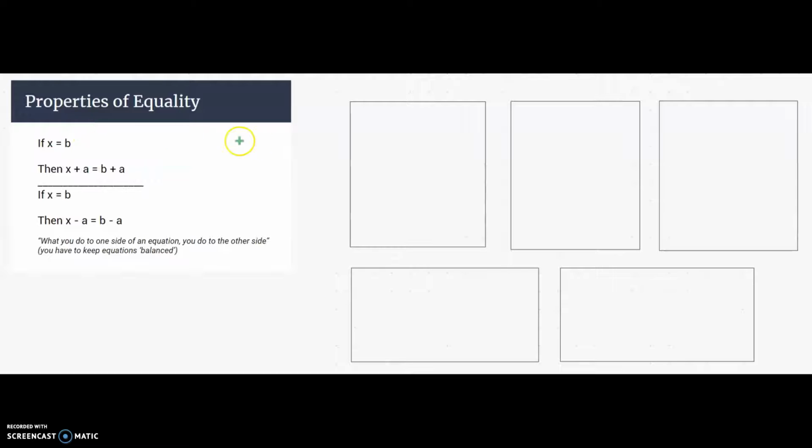Hello everybody, today we're going to solve some simple equations using the properties of equality. So here we're showing two properties of equality. This is the addition and subtraction property of equality.